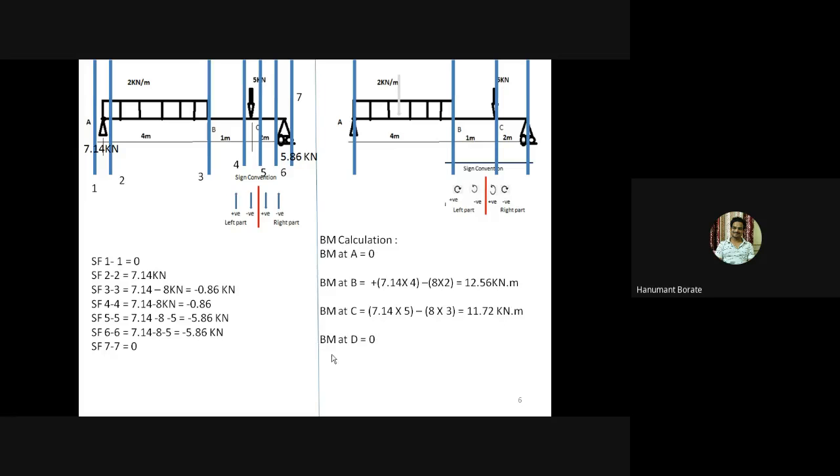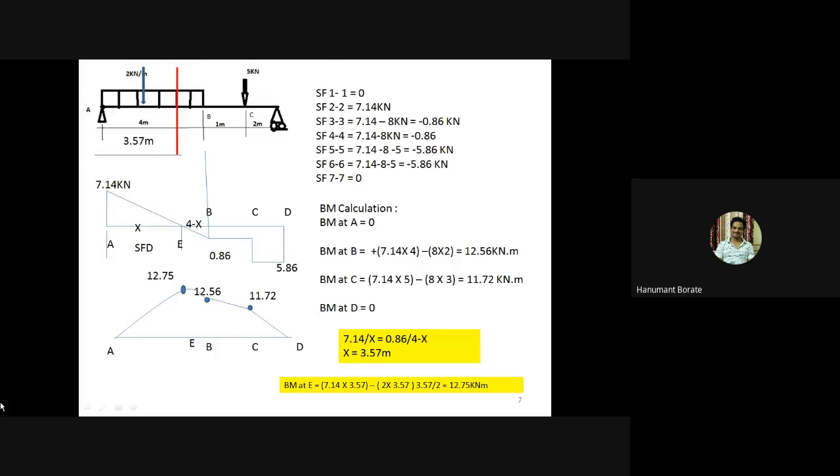Now bending moment at D, means at the roller support. Here bending moment equals 0. Why bending moment equals 0? Simply, the beam goes in the left part, and in the right part there is no beam region. So directly we can say bending moment equals 0. If we solve for the left part, we'll get the same answer, that is 0. Okay. Now we'll draw the SF diagram and bending moment diagram.